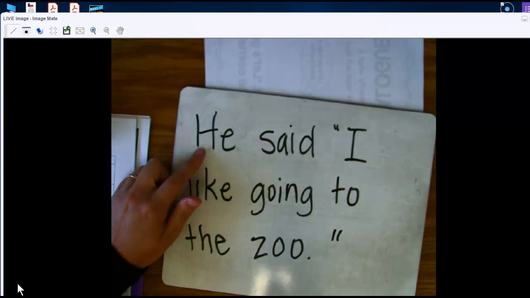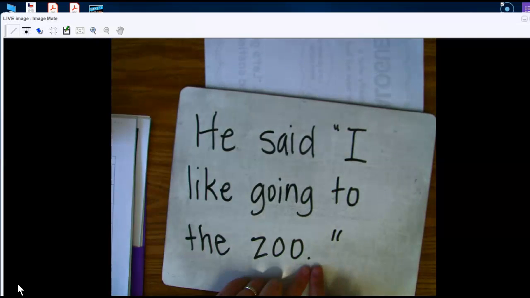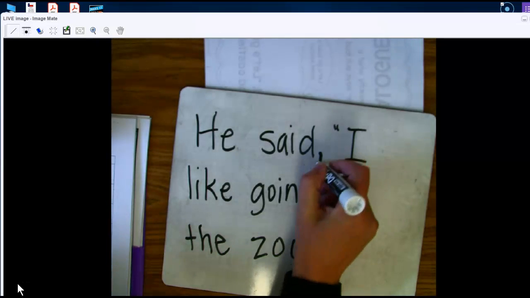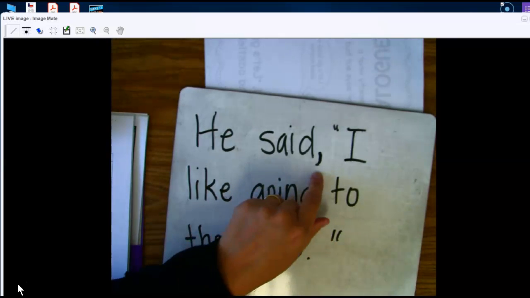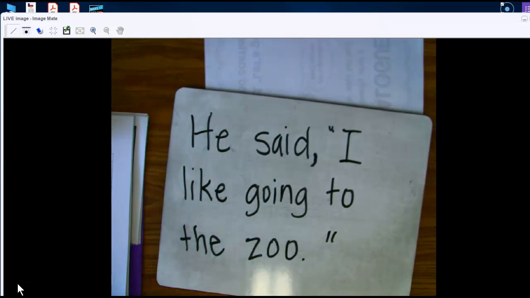So H is capitalized. Then you put the quotations before the word I, and after the period, you put it. Now, there's something else I haven't shown you yet. That's why I said don't erase. I didn't want to show you this because I wanted you to learn where to put the quotation marks first. But before you say what they said, you're supposed to put a comma. So put a comma there, before the first quotation marks. He said, comma, quotation marks, I like going to the zoo, period, quotation marks.